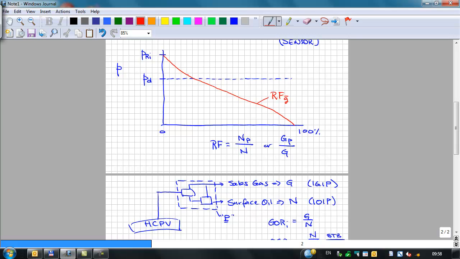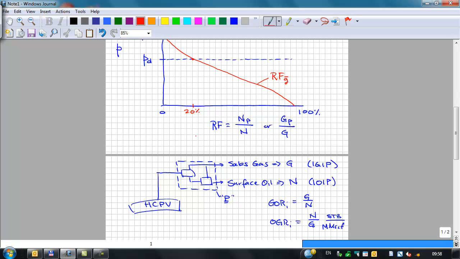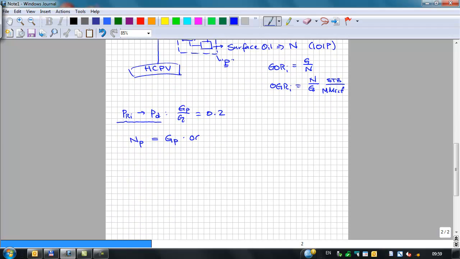Now, what I've said here is that from the initial pressure down to the dew point, we're getting about 20% recovery of this G, right? That's what we're saying. So, from initial reservoir pressure to the dew point pressure, GP over G is 20%. But what is NP? What is the producing oil in the same pressure range? The producing oil can be calculated directly from GP. How? By multiplying by this initial oil-gas ratio.